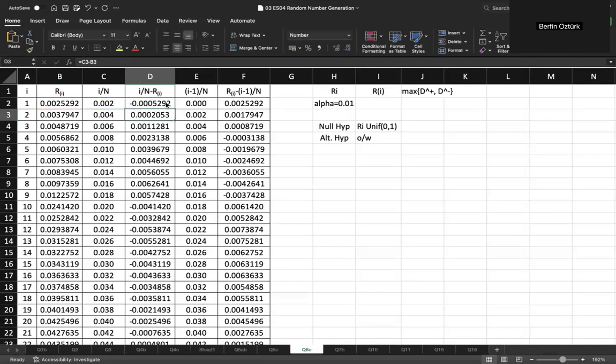Okay, so the maximum of this value will be our D plus, and the maximum of this value, which we will be computing right now. Okay, let's check. It is the reverse computation. We will be subtracting this time (i minus 1) over n from R(i).